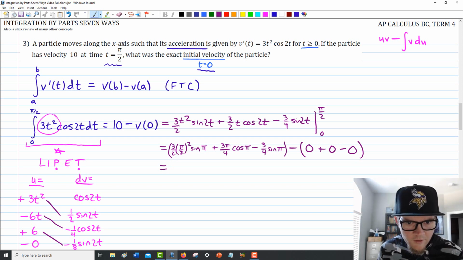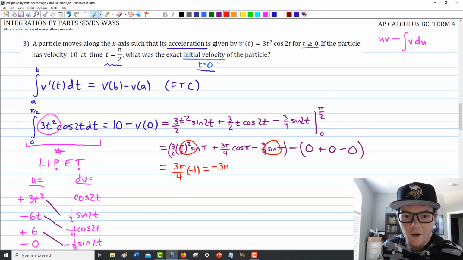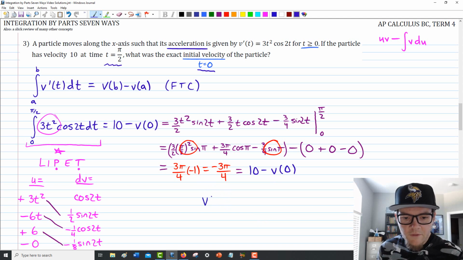So that's going to be, it looks like sine, oh, we already said this, didn't we? We said sine of pi was 0, so those go away. This is going to be 3 pi over 4 times negative 1, which is negative 3 pi over 4. And that's a lot of work to get there, but it's actually huge because that's our definite integral's value. Now we just need to solve what that forces v of 0 to be equal to. So moving some stuff around, we'll get that v of 0 is equal to 10 plus 3 pi over 4.